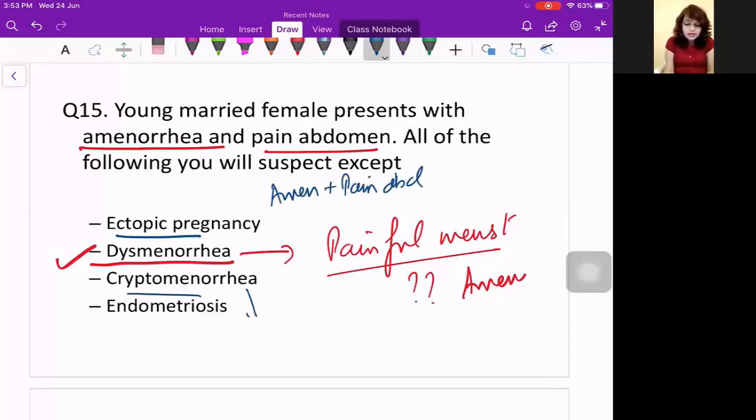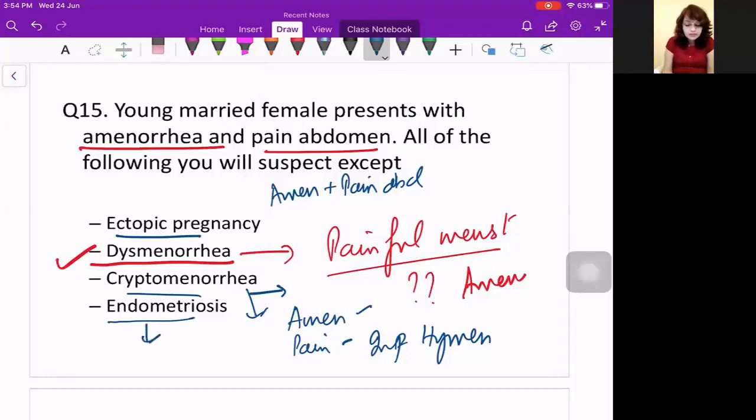Cryptomenorrhea can be acquired or congenital. There will be primary amenorrhea, pain abdomen, and a suprapubic bulge, and the cause can be an imperforate hymen. Or it can be acquired cryptomenorrhea, where there is conization or a Manchester operation which leads to cervical stenosis, causing secondary amenorrhea and infertility. So cryptomenorrhea can be primary or secondary, but amenorrhea and pain abdomen will be seen. Chronic endometriosis, because of chronic anovulation, leads to secondary amenorrhea, pain or congestive dysmenorrhea, chronic pelvic pain, or dyspareunia. These are the important features of endometriosis. So in this question, we should mark dysmenorrhea as the answer.